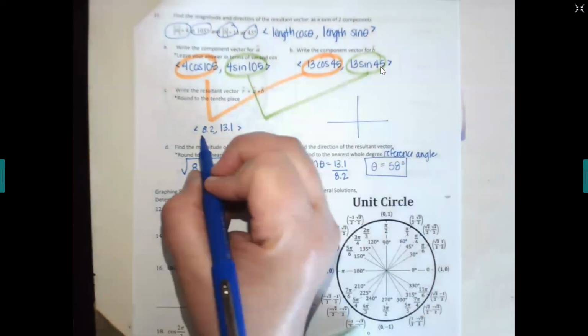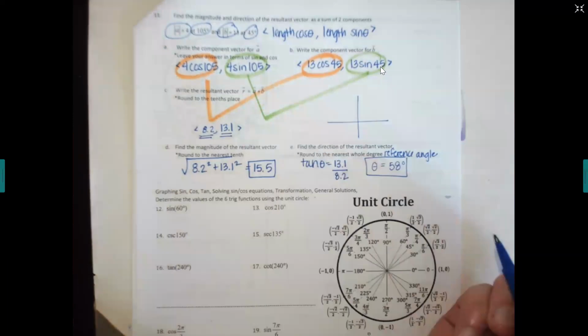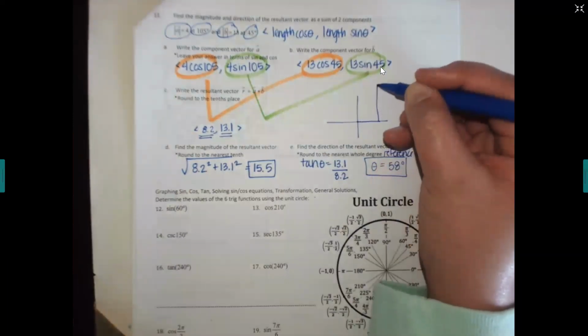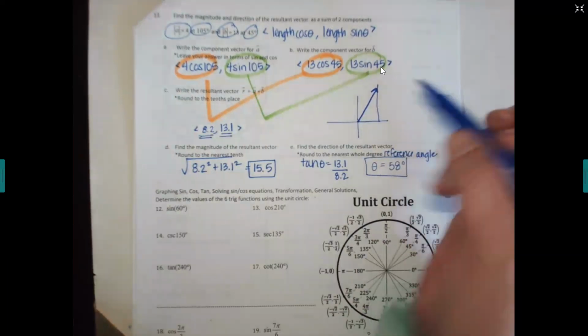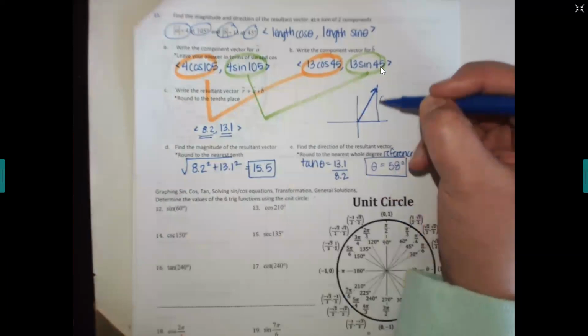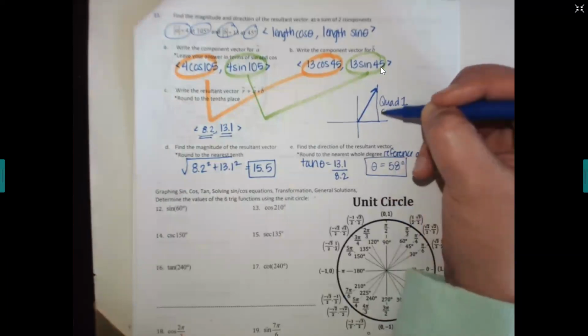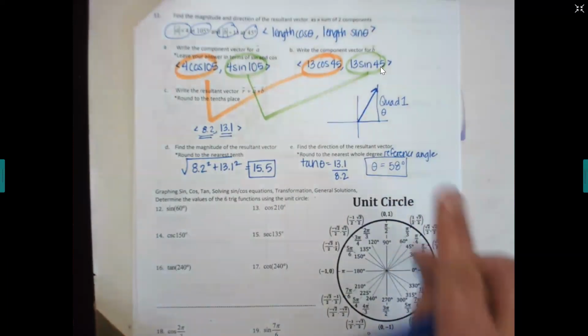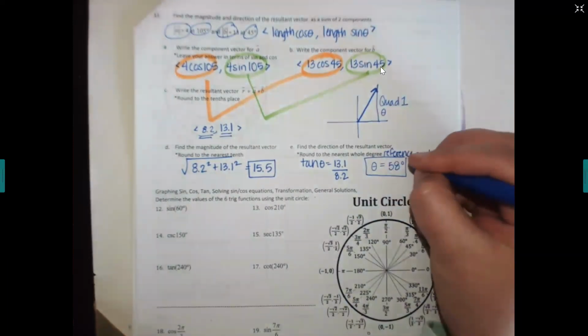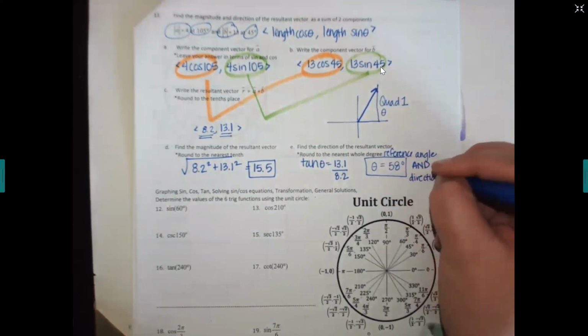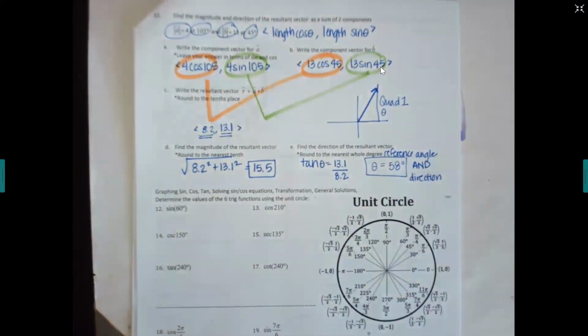But think about it: if my 8.2 and my 13.1 are both positive, then I'd go 8.2 this way, 13.1 this way, and my vector would end up here. Okay, so if these are both positive, I'm ending up in quadrant 1. And remember, in quadrant 1, your theta is your answer. So that means that this is the reference angle and it's the direction, because they're basically the same for that.